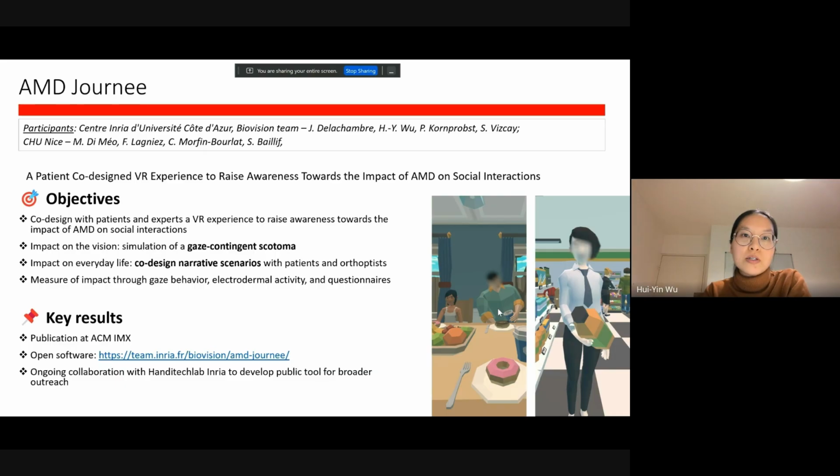Finally, I would like to mention the last project, called AMD Journey, which is the work of one of our PhD students, Joanna de la Chambre, where the objective is to use virtual reality to co-design with patients and experts VR experiences to raise awareness of the impact of low vision conditions. We use a simulated gaze-contingent scotoma, a visual field loss simulator, and co-designed with patients narrative scenarios where they showed the impact of low vision on social interactions.